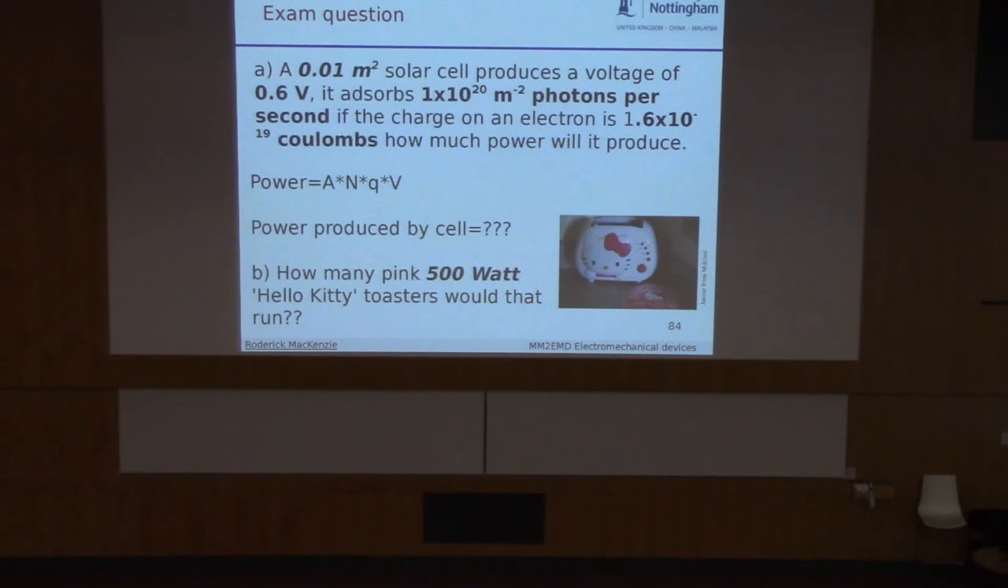You got an answer there? I see an answer on the calculator. What did you get? Go on. 0.06 watts. So we've got an answer of 0.06 watts. How many toasters will that power? A toaster is 500 watts. No toasters, okay? So we're not going to be powering any toasters from our solar cell. Right, how do we fix this?